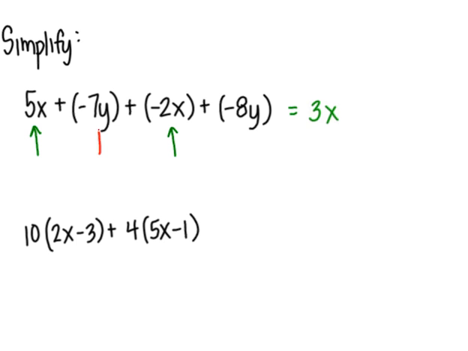Looking at my y group, I have a negative 7y and a negative 8y. Those have the same sign, so I'm going to add and keep the sign. 7 plus 8 gives me 15. Since they're both negative, my answer will be negative. My final answer for this problem is 3x minus 15y.